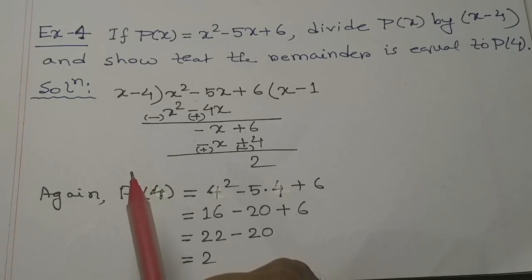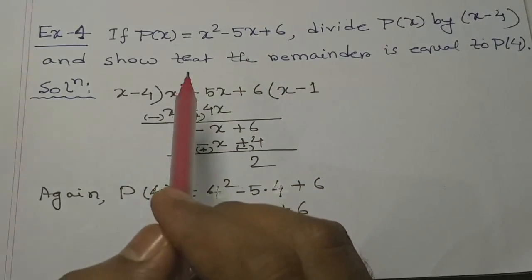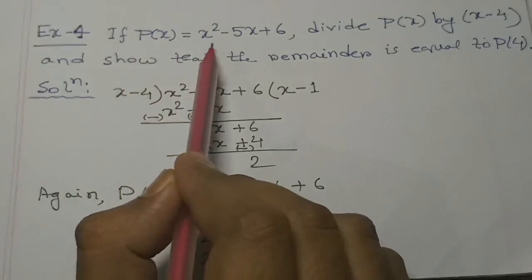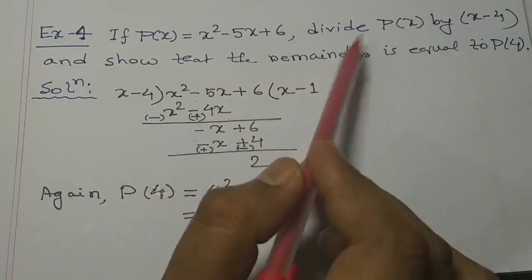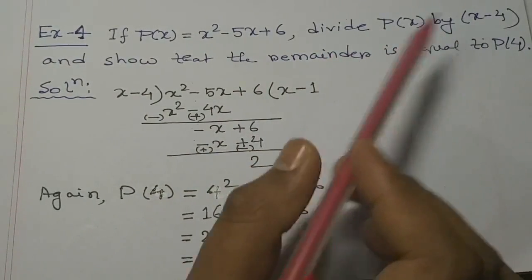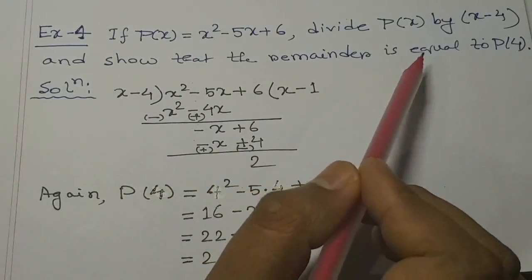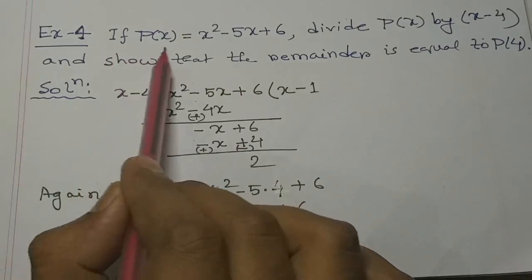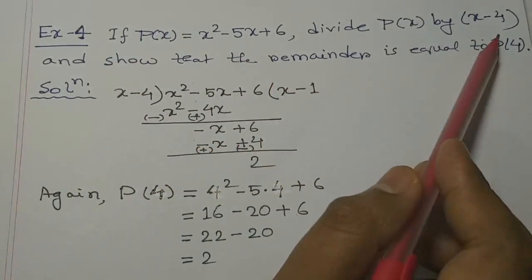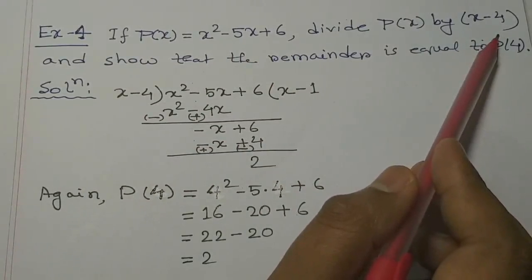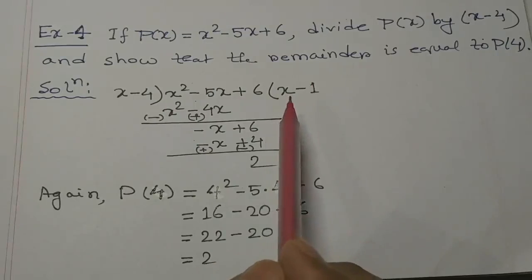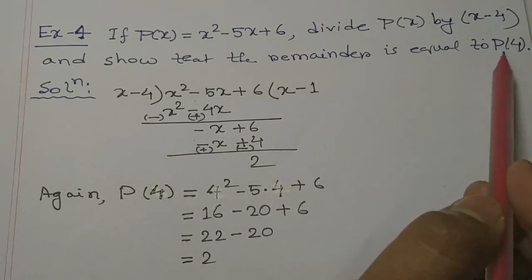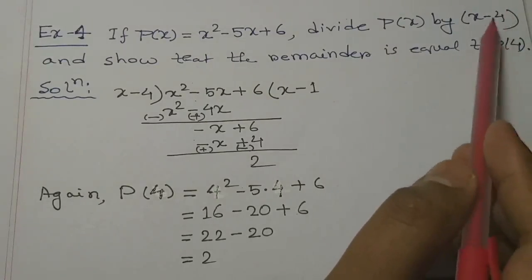Before going to that topic, I will discuss an example. Here the polynomial p(x) is given, x square minus 5x plus 6. Divide this p(x) by x minus 4 and show that the remainder is equal to p(4). That means if we divide this polynomial p(x) by x minus 4, we will get some remainder, and that remainder will be equal to the value of p(4). That 4 comes from here. That is the remainder theorem.